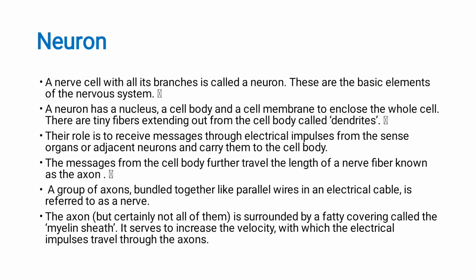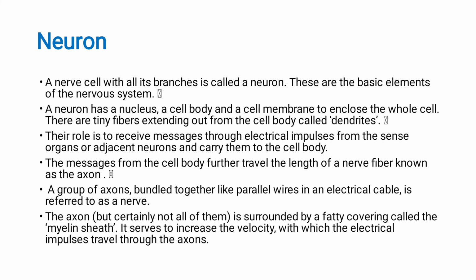Of a nerve is called neuron. So the neuron has a nucleus, a cell body, a cell membrane. Okay, there are many tiny fibers in the neurons. What are these called? Dendrites. The tiny fibers are called dendrites. The role of dendrites is to receive the electrical impulses from the sense organs or adjacent neurons and carry them to the cell body.